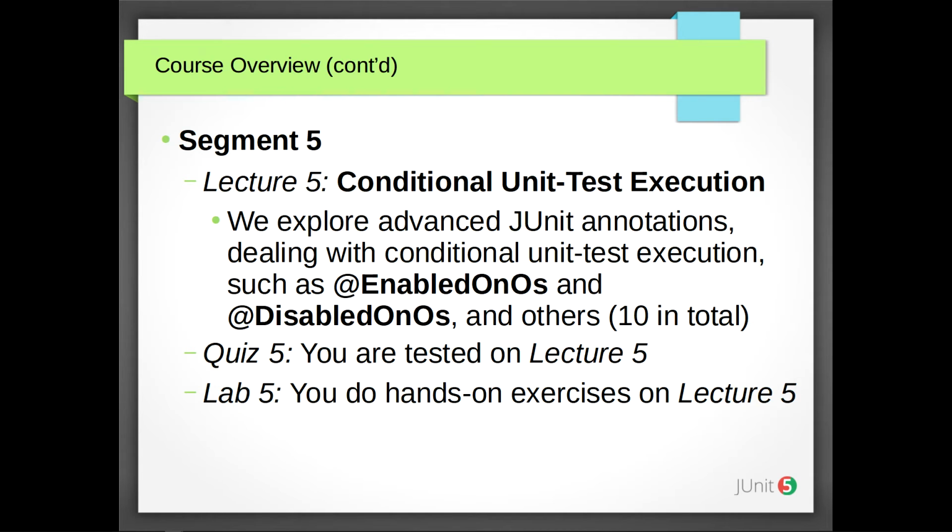Segment 5 of the course includes Lecture 5, titled Conditional Unit Test Execution, where we explore advanced JUnit annotations dealing with conditional unit test execution, such as @EnabledOnOs and @DisabledOnOs and others, 10 in total. Then we take Quiz 5, in which we are tested on Lecture 5, and in Lab 5 we do hands-on exercises for Lecture 5.